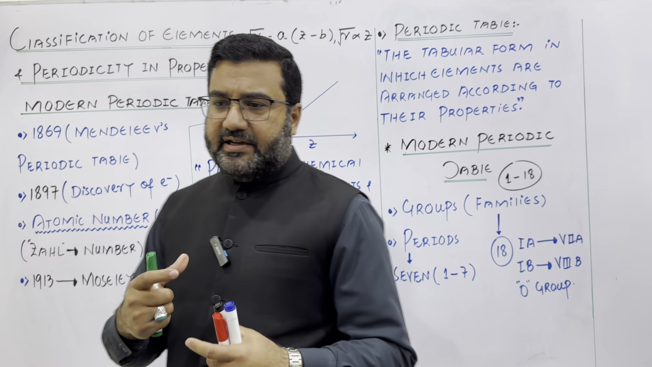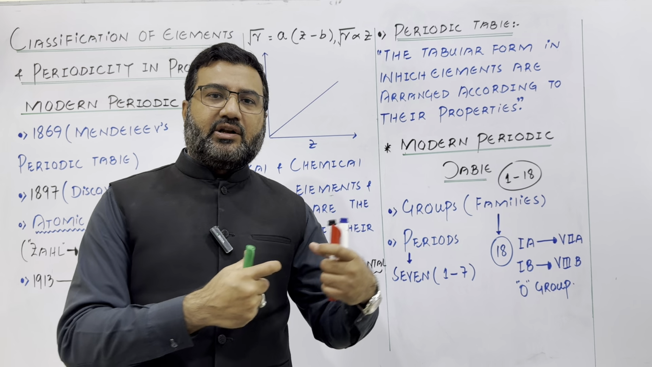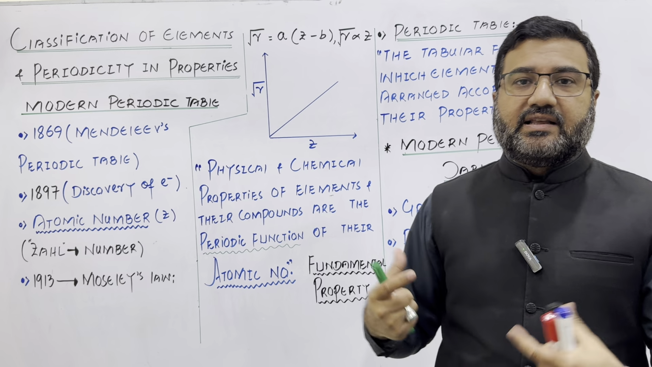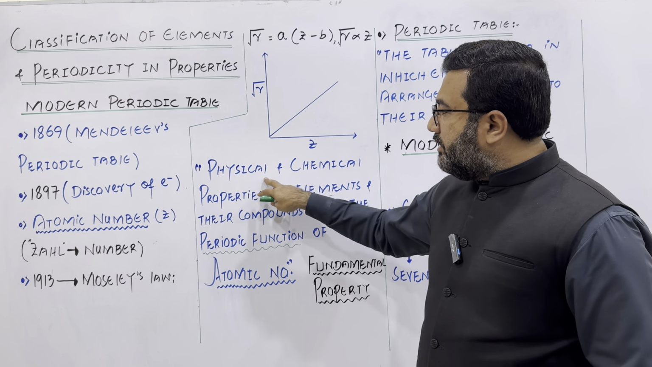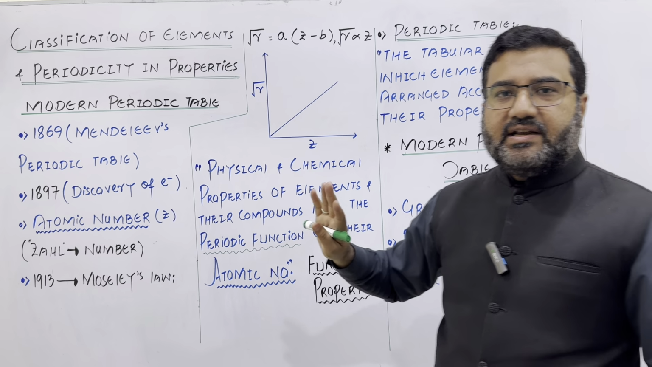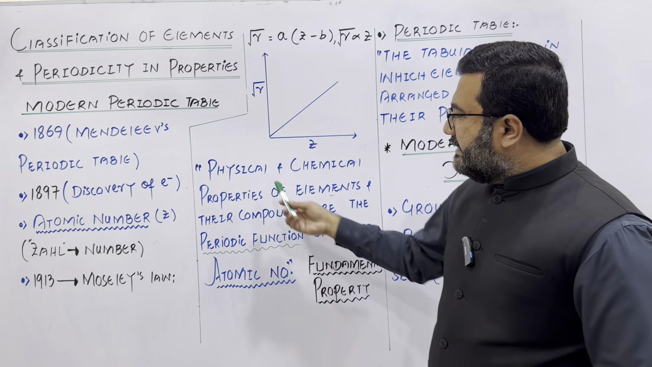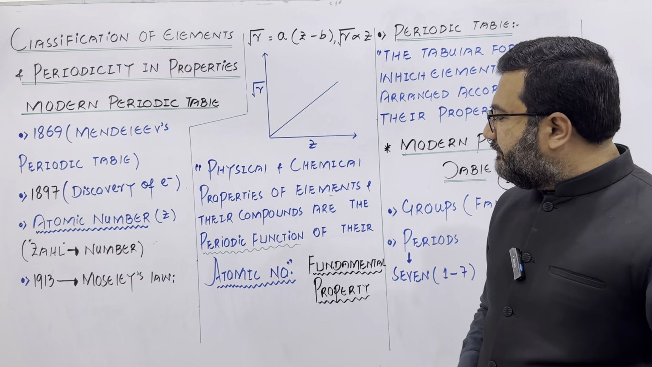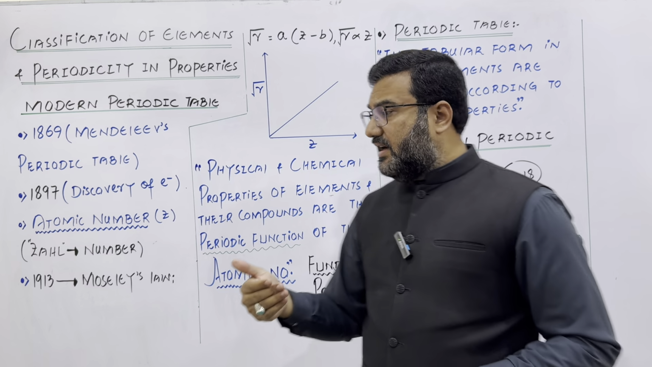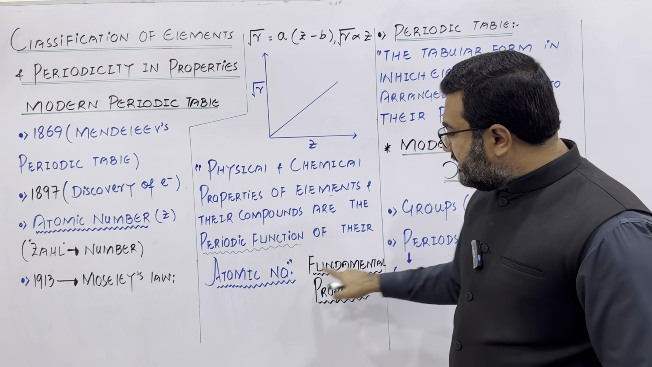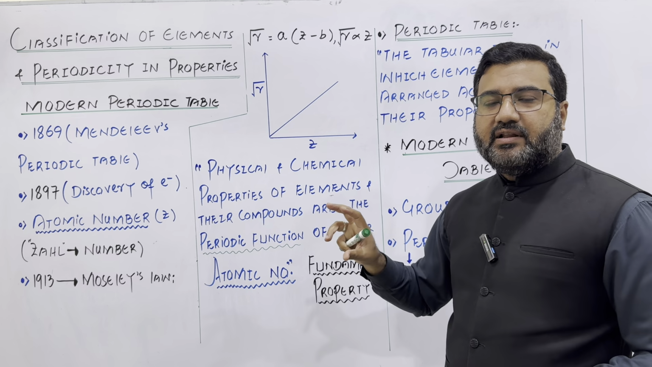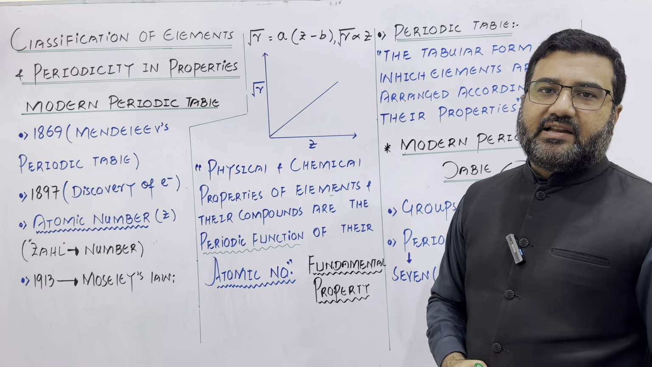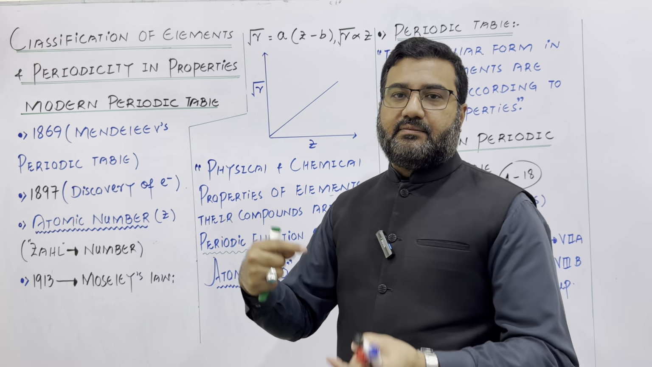So there was need to modify the Mendeleev's periodic law and present a new periodic law based on the atomic number rather than atomic mass. That's why the modern periodic law was presented by Moseley, and the statement of the modern periodic law is: physical and chemical properties of elements and their compounds are the periodic function of their atomic number. What does it mean? It simply means that atomic number is the fundamental property of any element which decides its electronic configuration, and it also decides the physical and chemical properties of that element and its compounds.